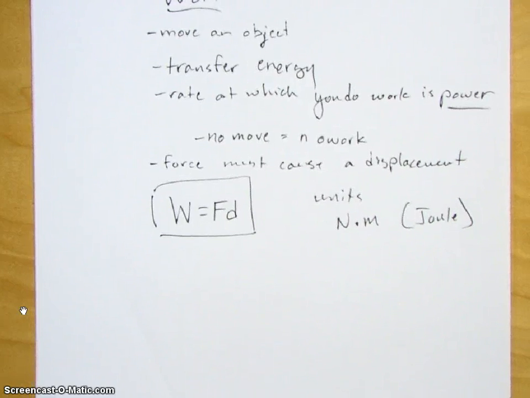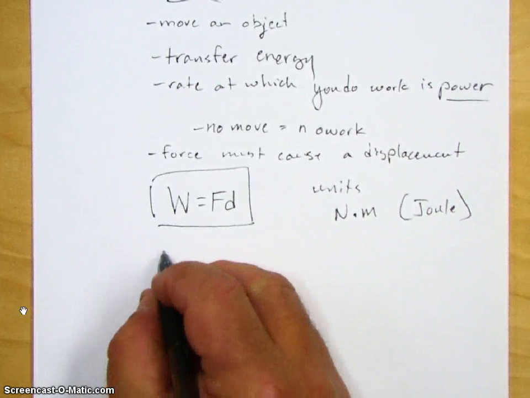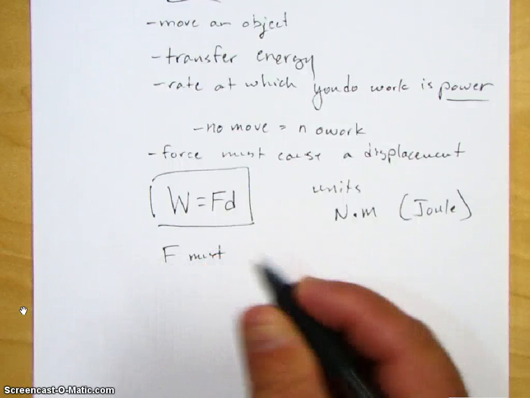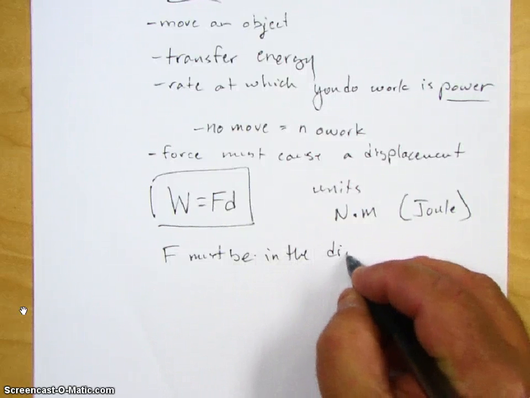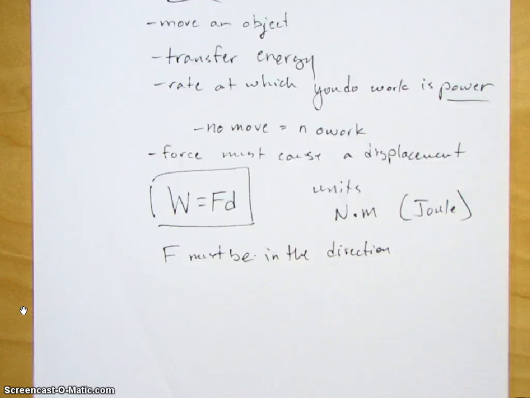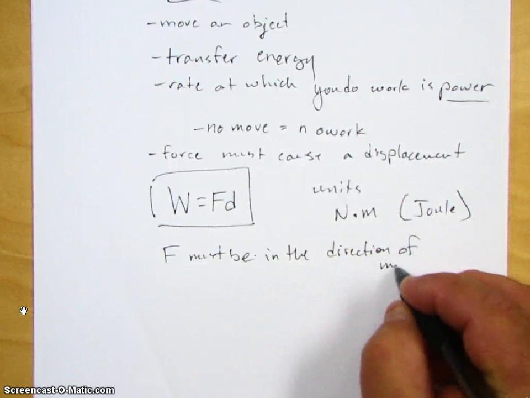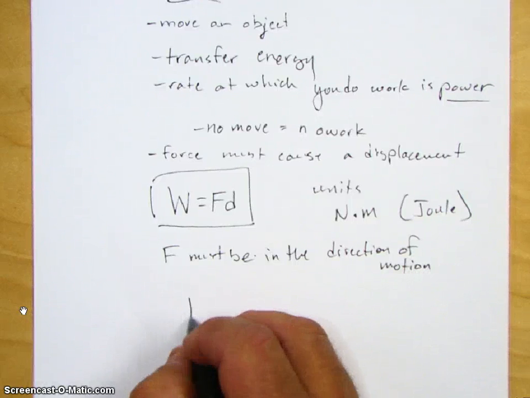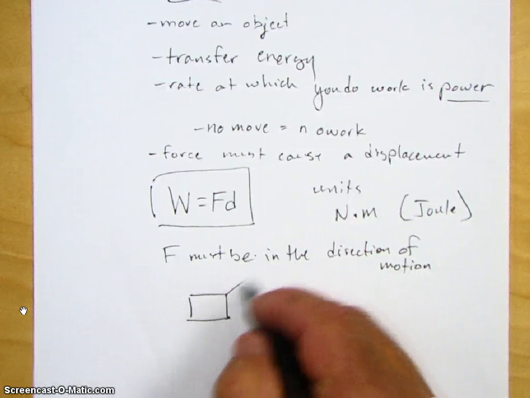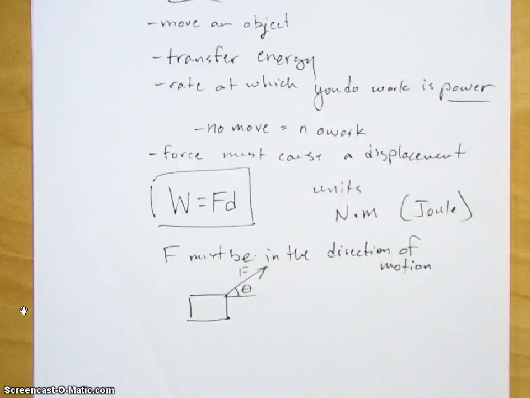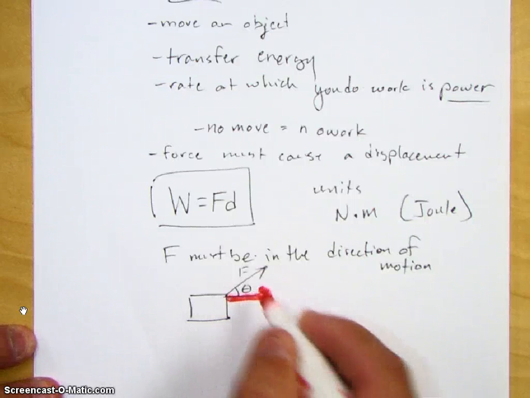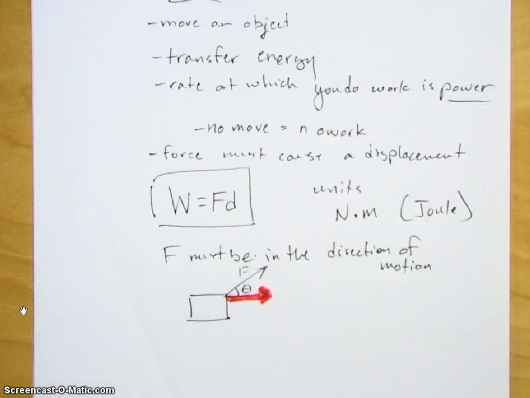Now, there is one caveat to this. The force must be in the direction of motion. So in other words, if I'm applying additional force that's not helping it move, that's not doing any work. So if I pull something at an angle like this with some F, and this is theta, it's only the part of F that points in that direction, which is going to be this. It's only the red part that does the work on it.